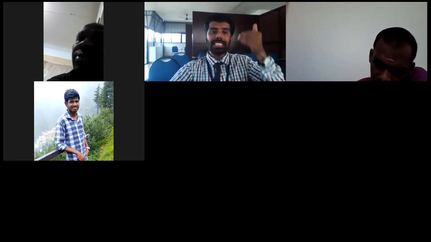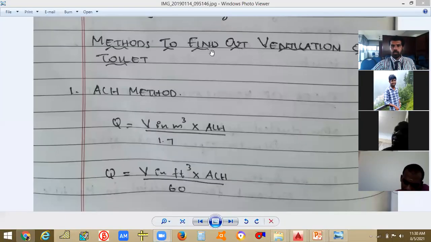Whatever it may be, if it is a car parking or a toilet ventilation, we need to know the CFM. The CFM is known by using a formula. That formula is volume of the room in meter cube into ACH, air change per hour, divided by 1.7. ACH is how many times you need to change your air in an hour, how many times it should be circulated.